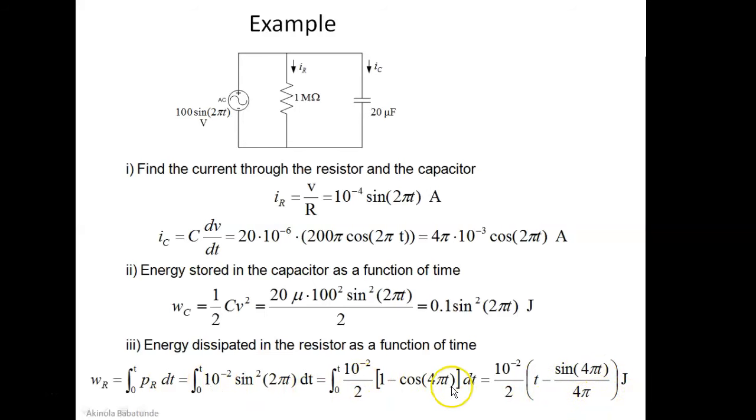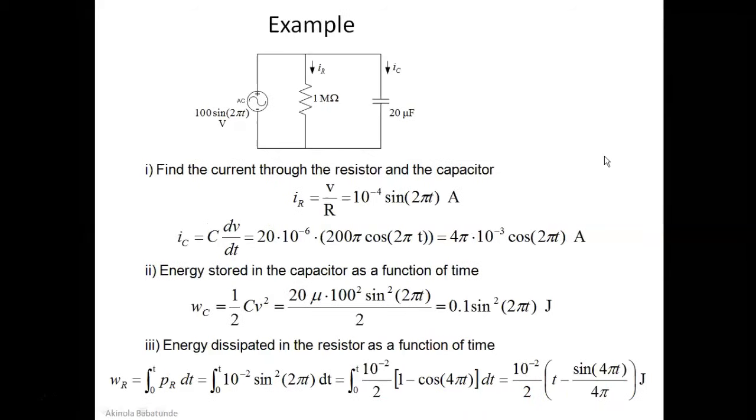While integrating, you're going to use your knowledge of trigonometric functions to convert sine squared 2 pi t to 1 minus cos 4 pi t divided by 2. That division by 2 is what comes right under here as 2, and the 10 raised to power minus 2 is still right above here. Then you can just go ahead and integrate and obtain this value. So just try to brush up your knowledge of integration and trigonometric functions. That's all you need to apply here, and then you get the energy dissipated in the resistor as a function of time. Let's move on.